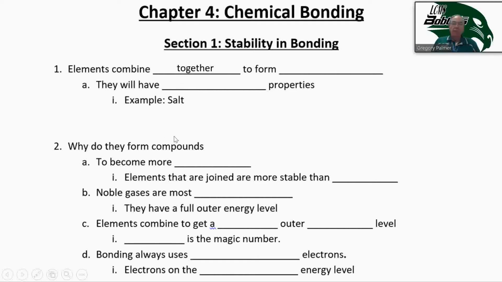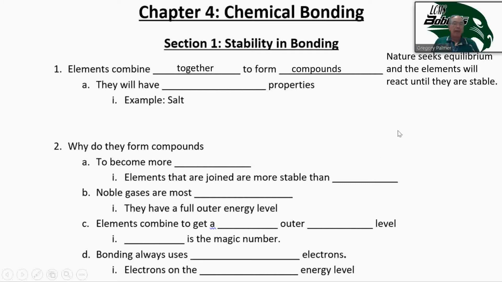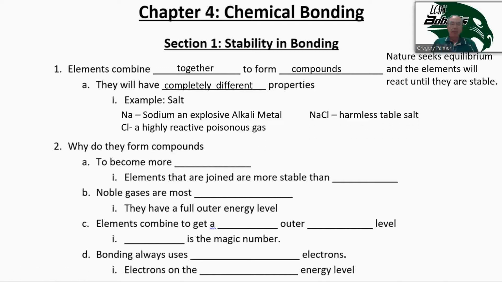So the elements combine together to form compounds, and like I just explained, nature seeks equilibrium, and the elements will react until they make stable compounds. The compounds have completely different properties. So I put up this example here. We know from the last unit, sodium is an explosive alkali metal. We saw on that video they dropped the sodium in the water, and it immediately caught fire and started reacting. Chlorine is a highly reactive poisonous gas in its elemental form. Look on the periodic table, it's one of the nonmetals, and it tells us it's a gas.